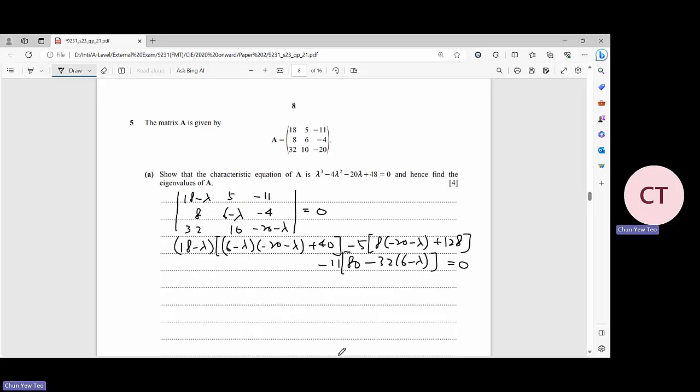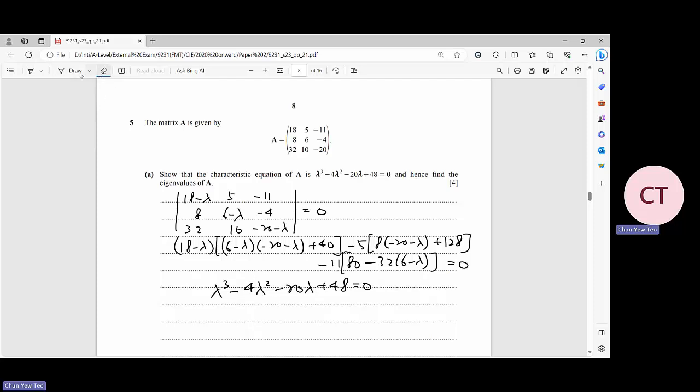To save time, I will let you all expand it yourself. If you do it correctly, eventually you're supposed to get lambda cubed minus 4 lambda squared minus 20 lambda plus 48. You need to work it out on your own. If you expand it correctly, you're supposed to end up with this cubic equation.